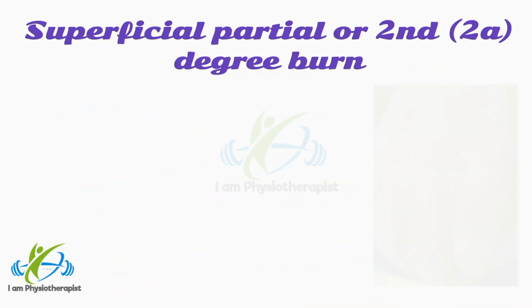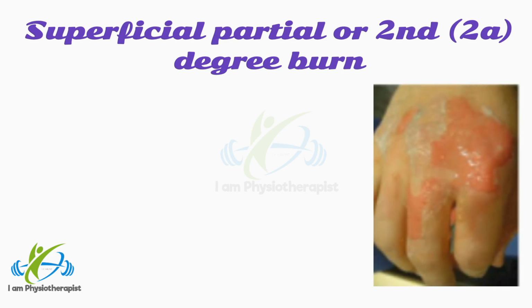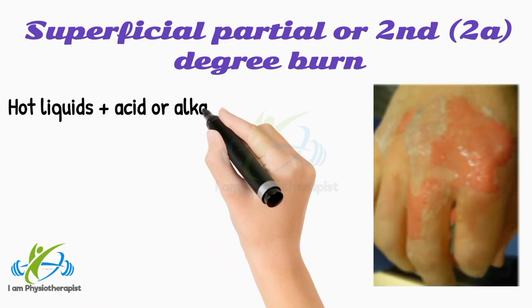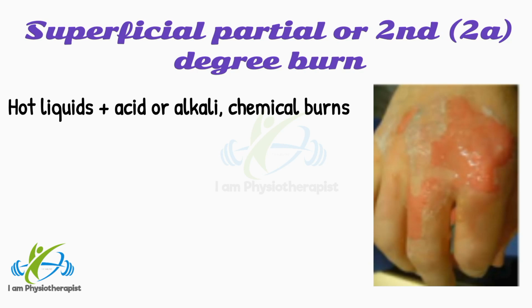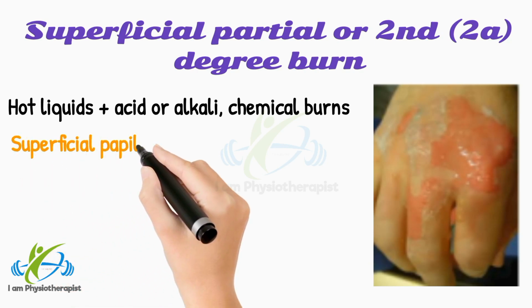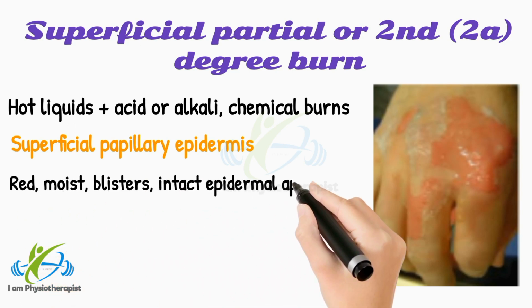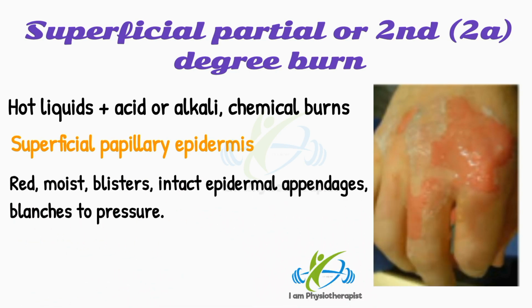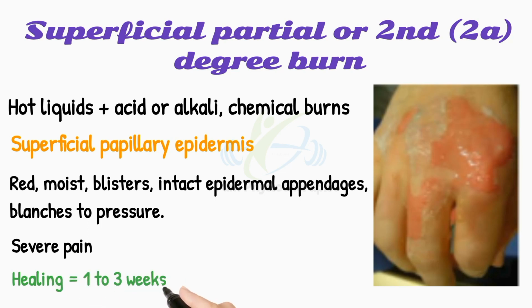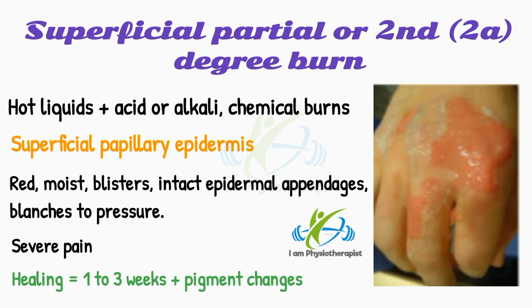Superficial partial or second degree burn. It is caused by hot liquids and acid or alkali chemical burns. It involves only the superficial papillary dermis. Its appearance is red, moist, blisters, intact epidermal appendages, and blanches to pressure. Severe pain occurs in superficial partial burns. Its healing time is 1 to 3 weeks. Long-term pigment changes may occur.